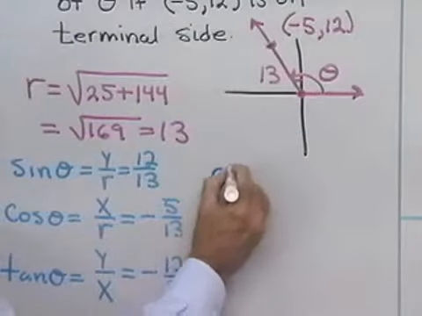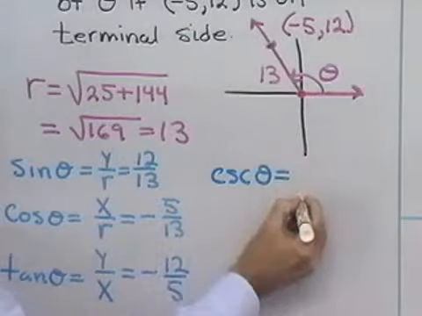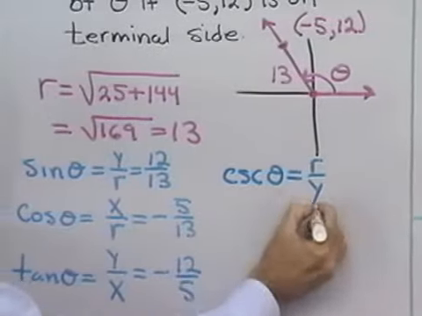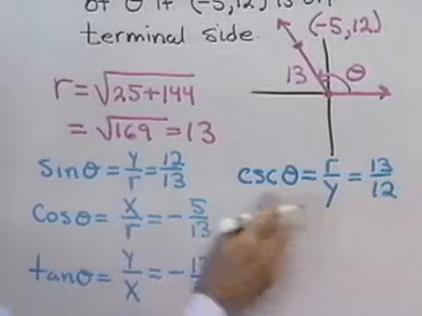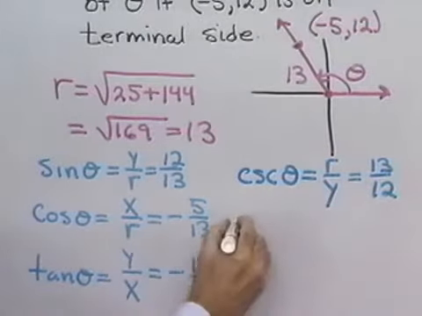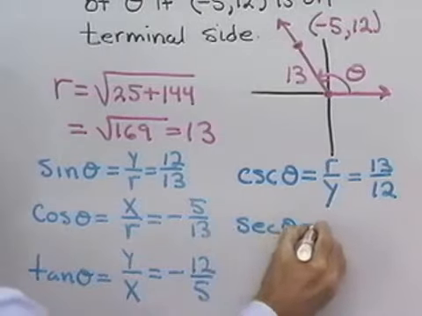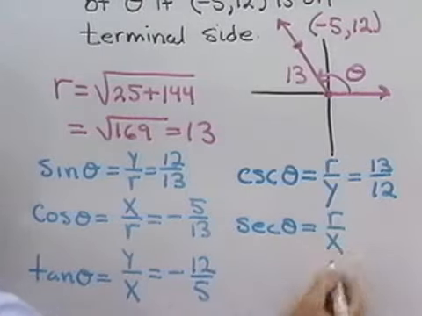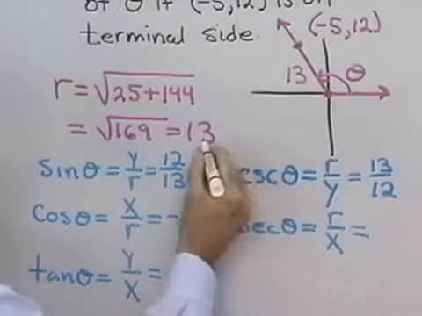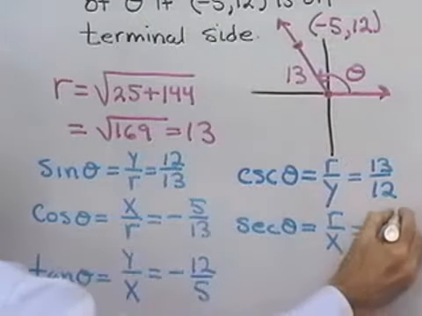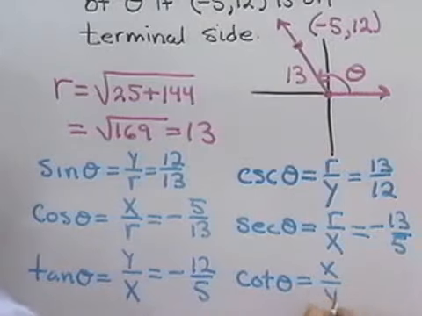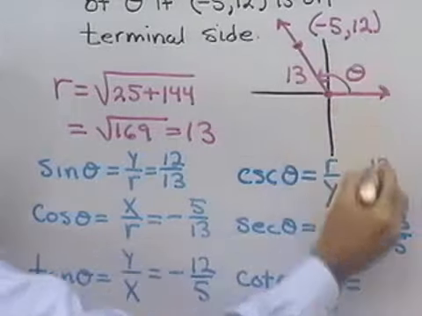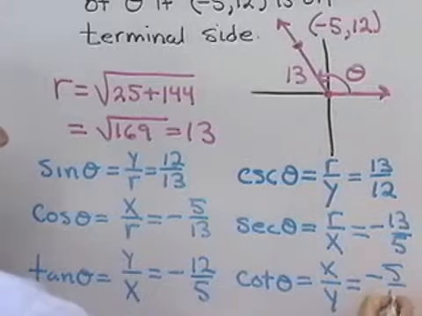So I'll say my cosecant of theta, by definition, is r divided by y, and so that's going to be 13 divided by 12. And you can see that that's the reciprocal of sine theta. Secant theta is going to be r divided by x, and that's going to be 13 divided by negative 5, so negative 13/5. And then cotangent theta, by definition, is x over y, and so that's going to be negative 5 divided by 12, negative 5/12.